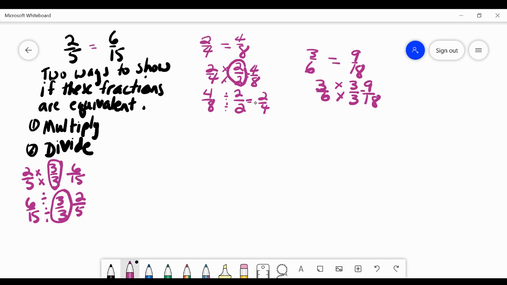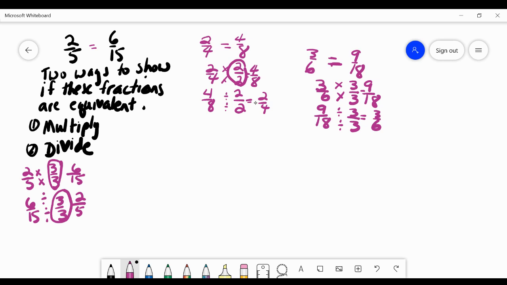So let's do divide. Start with your bigger fraction, which will be 9/18, and divide by a fraction equivalent to 1. See if we would get 3/6. 9 divided by what is 3? It'd be 3. So if we use 3 on the top number, we're going to use 3 on the bottom number. 18 divided by 3 is 6. Yes. 3/6 is equal to 9/18.